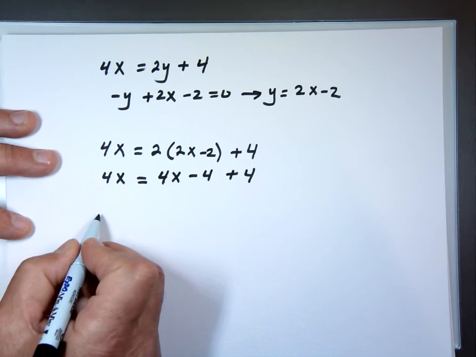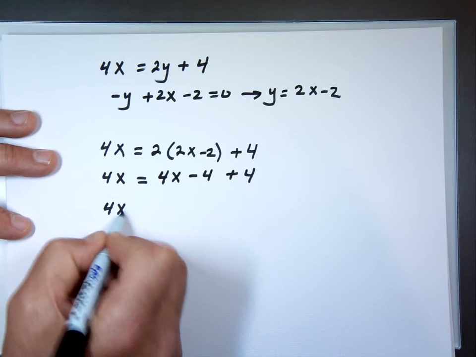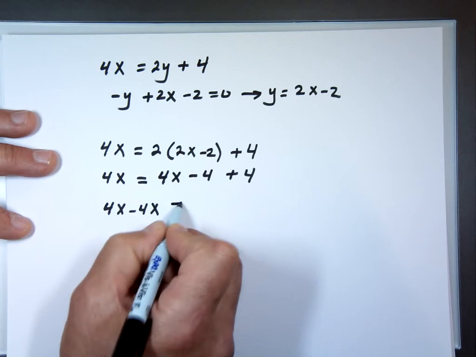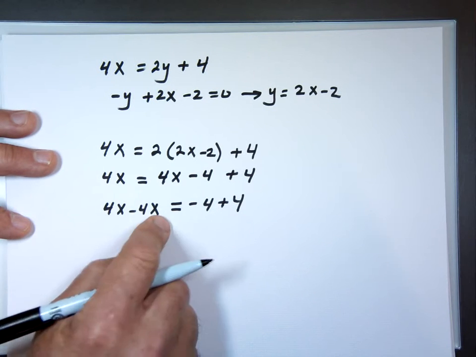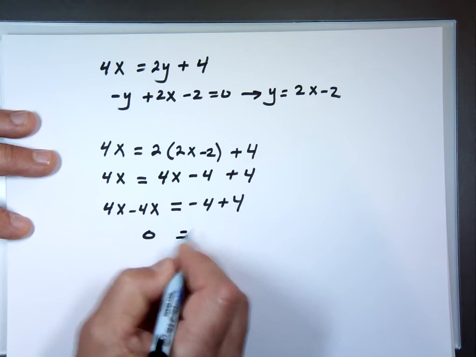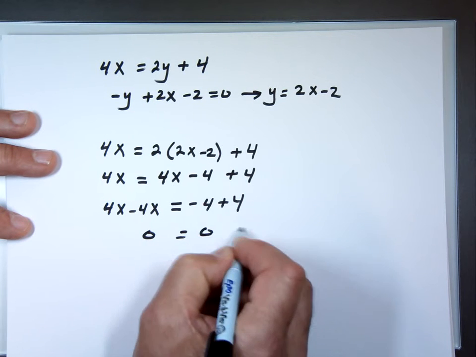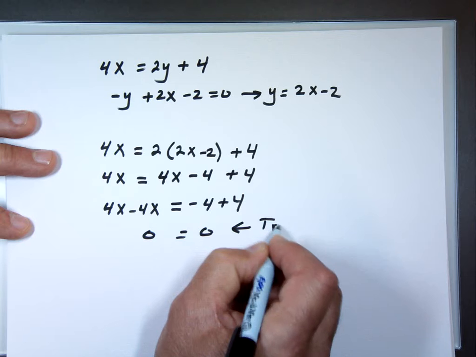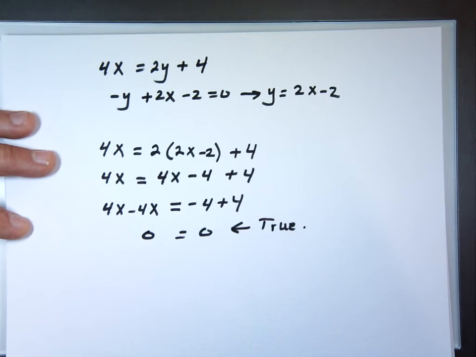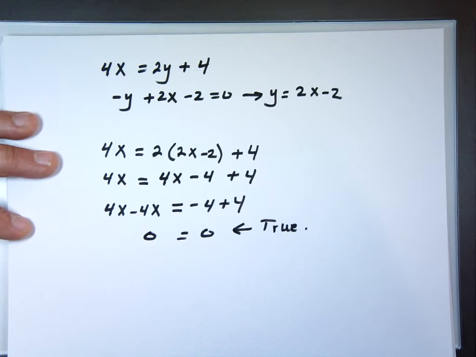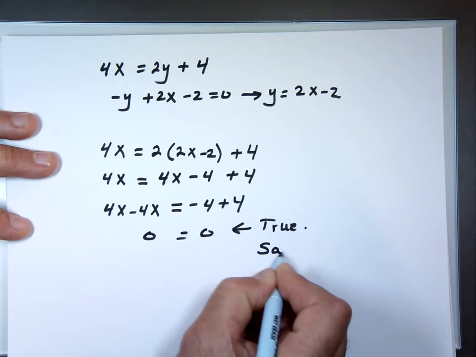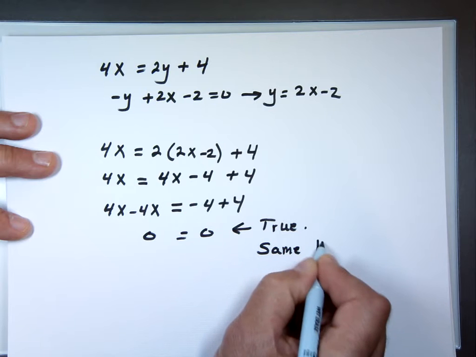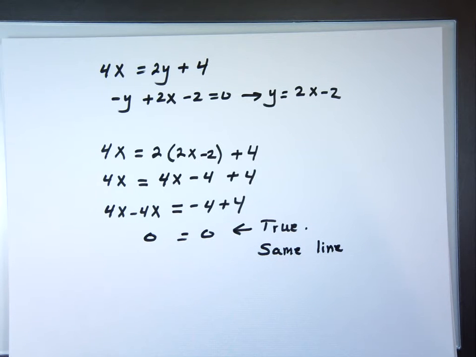All the x's on one side. What's 4x minus 4x? What's negative 4 plus 4? That's always a true statement. What does that mean? Same line, infinite solutions, yes. When you graph them, the two lines are on top of each other. Infinite solutions.